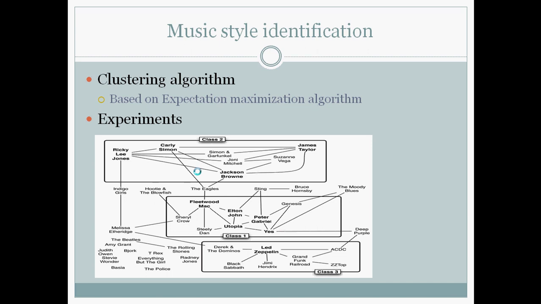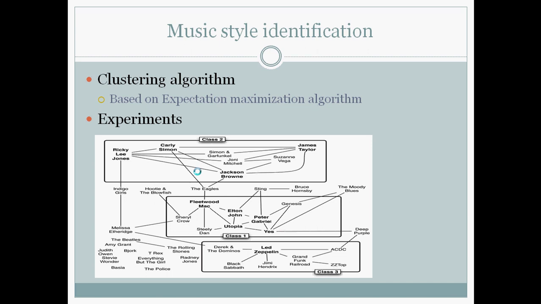For identifying the style, we use a clustering algorithm which is based on an expectation maximization algorithm. Consider this graph where artists with three related styles like rock and jazz are linked. The algorithm goes like this. Consider three artists having maximum neighbors.